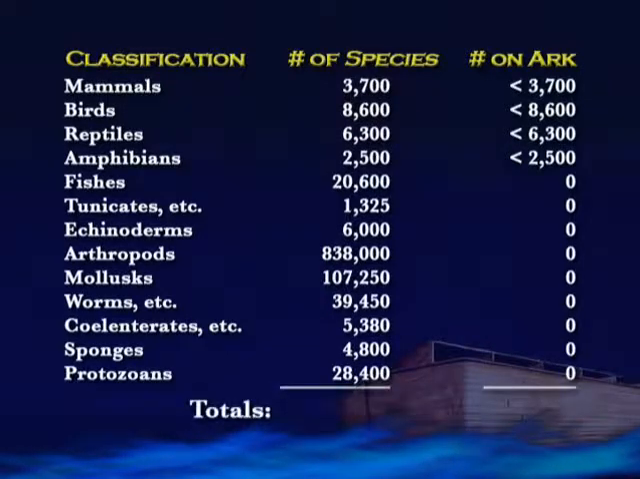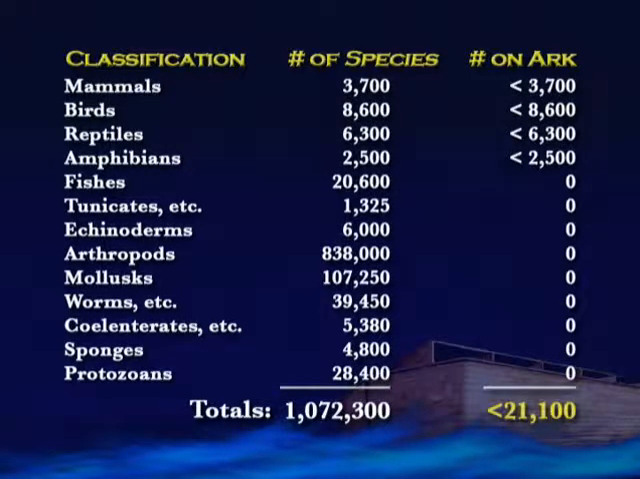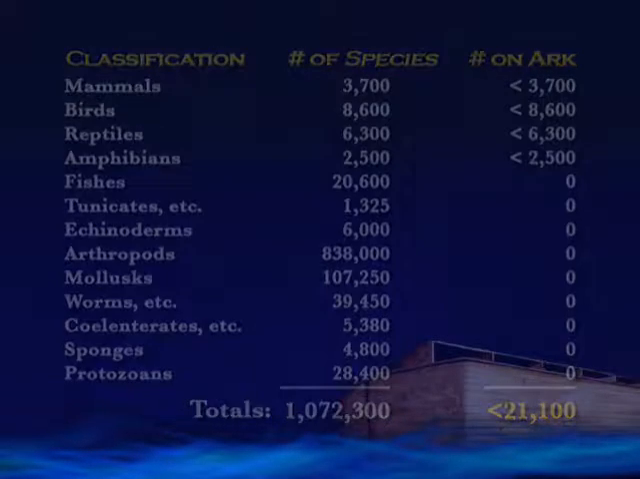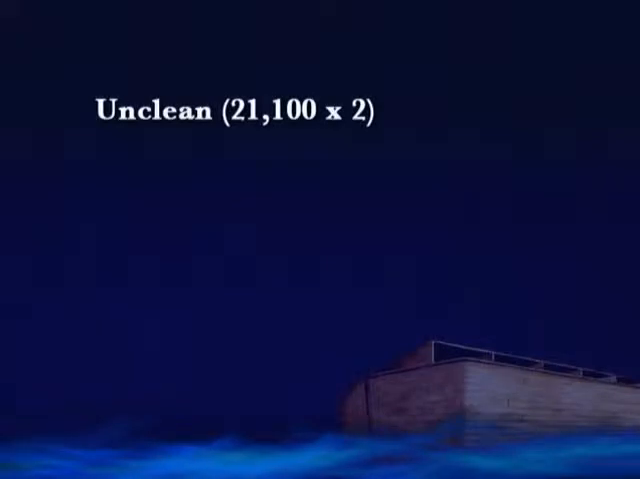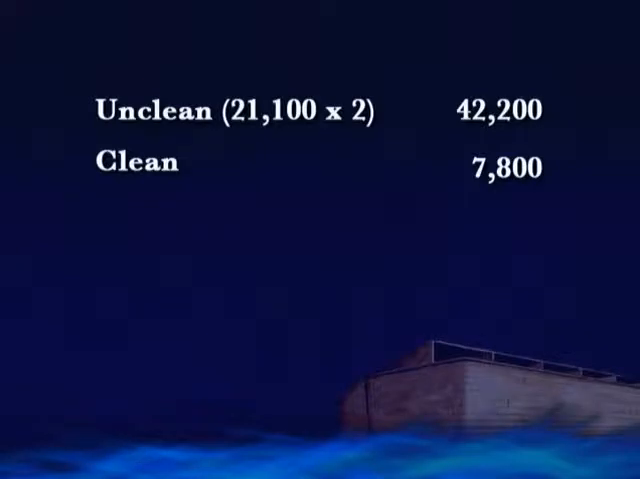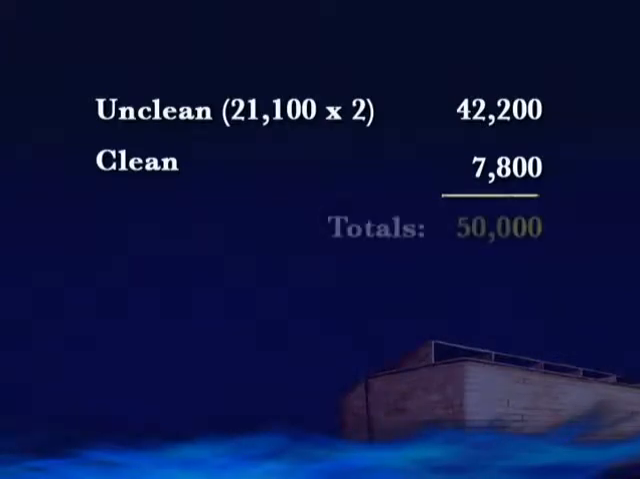Let's total them up then. Most of the creatures of the earth live in the ocean or can survive in water, but Noah would have had to take less than 21,000 creatures on the ark. And then we total that up. We've got 21,000, 2 of each of those. That's 42,000. We'll throw in 7,800 clean animals. That's probably way more than he would have needed. I think there's probably less than 1,000 clean animals, kinds. But we'll make it as hard as we can for Noah. That's a total of 50,000 animals on the ark.